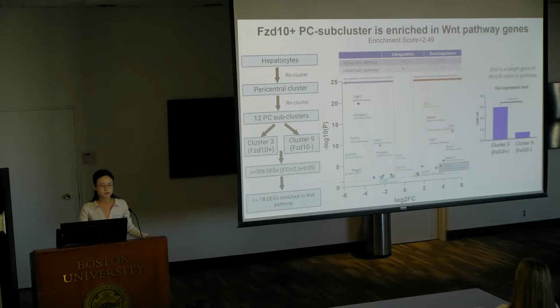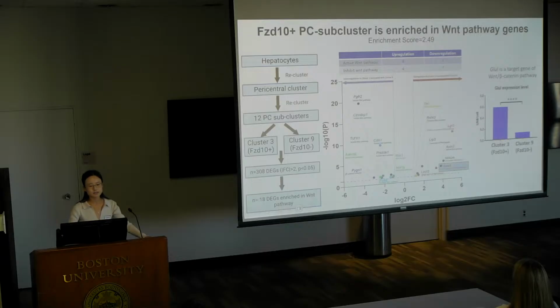So we reclustered them and we got 12 subclusters. And then we compared the frisoten positive cluster versus the negative. And we got 18 genes that are enriched in the Wnt pathway. And some of them will activate the Wnt pathway and some of them will inhibit. But when we look at GLUL, which is a target gene of the Wnt pathway, we can see that GLUL has a much higher expression in the frisoten positive cells versus the negative cells.